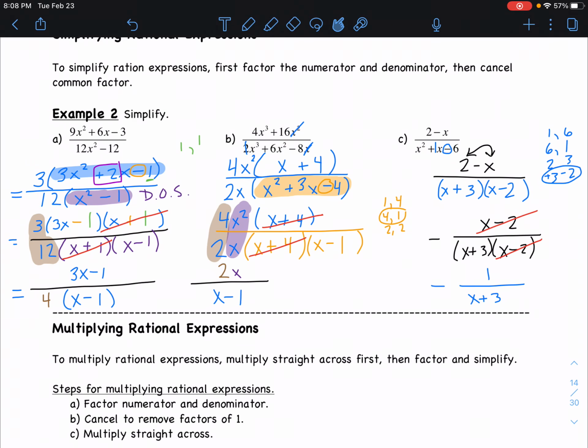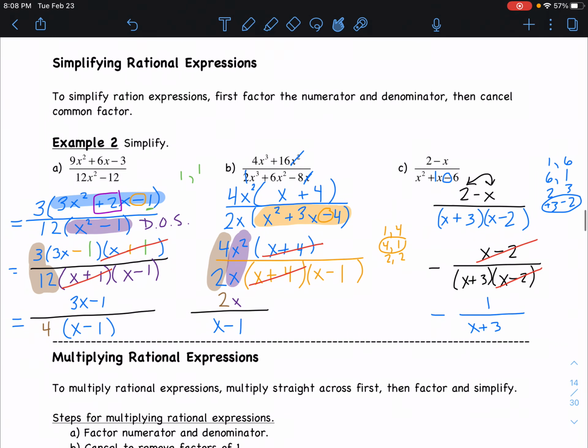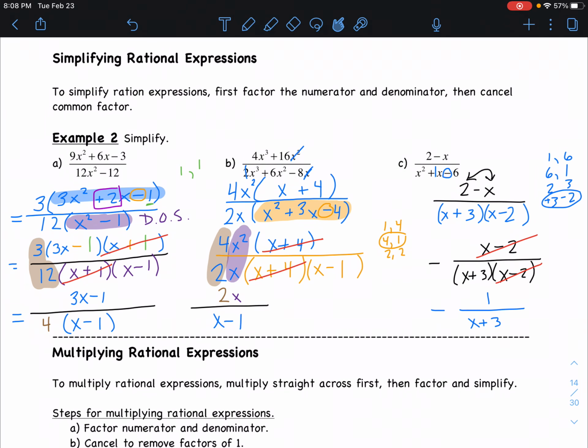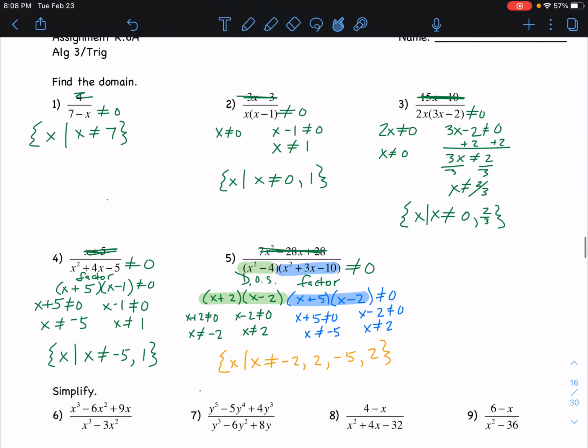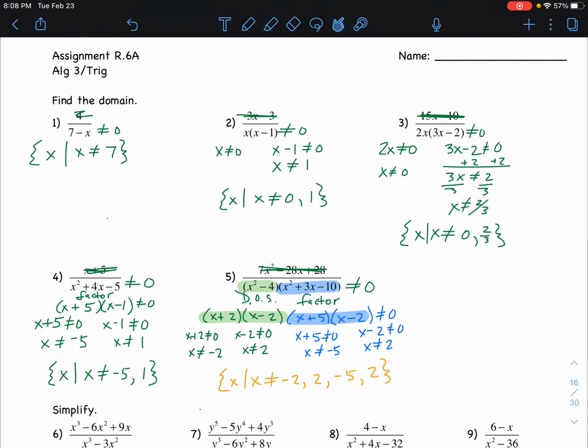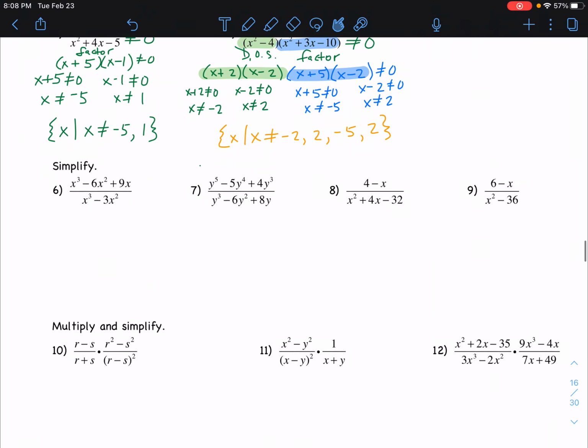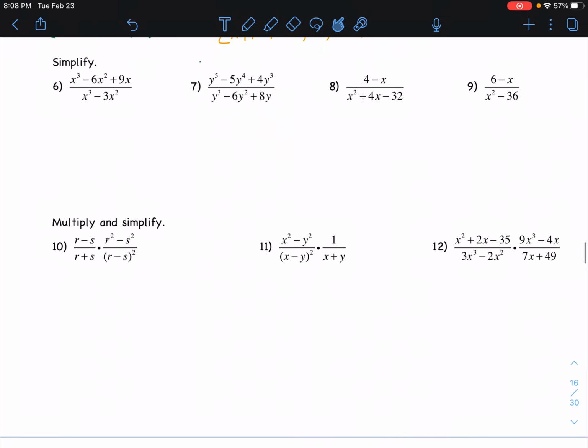Okay, guys, we did 3 problems. It was rather long-winded. It took a lot of factoring and a lot of little trickiness to it, so definitely a higher difficulty here. But now that we did this, you guys should be good. If you look ahead on your assignment R.6A, you should be good. I just taught you how to do numbers 6 through 9.